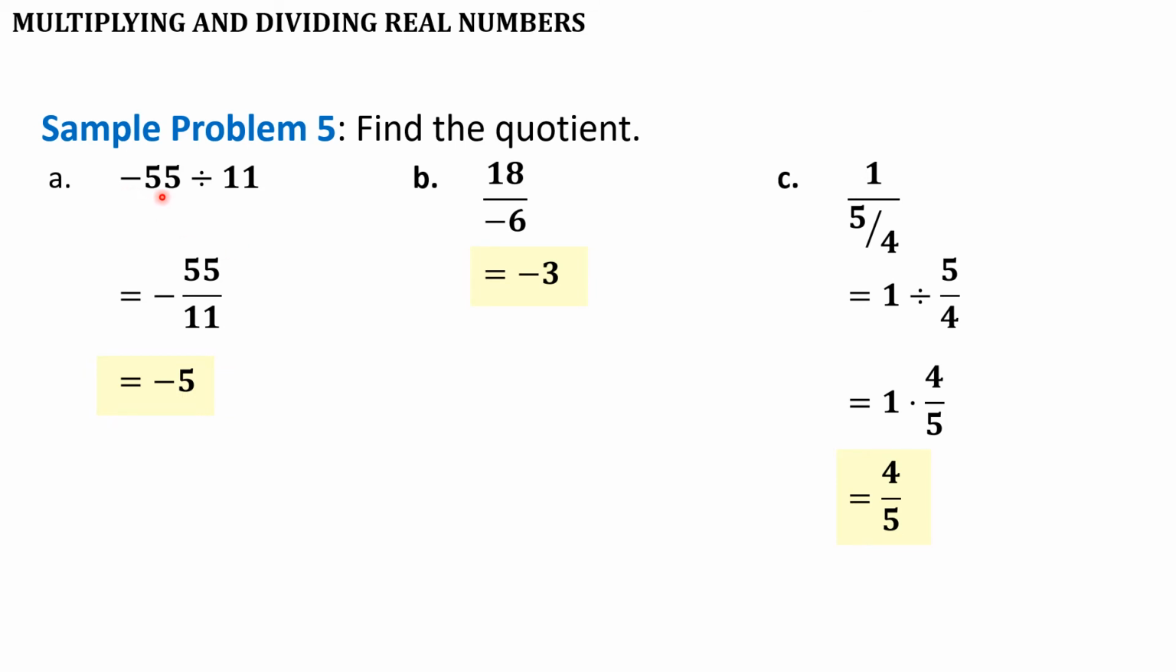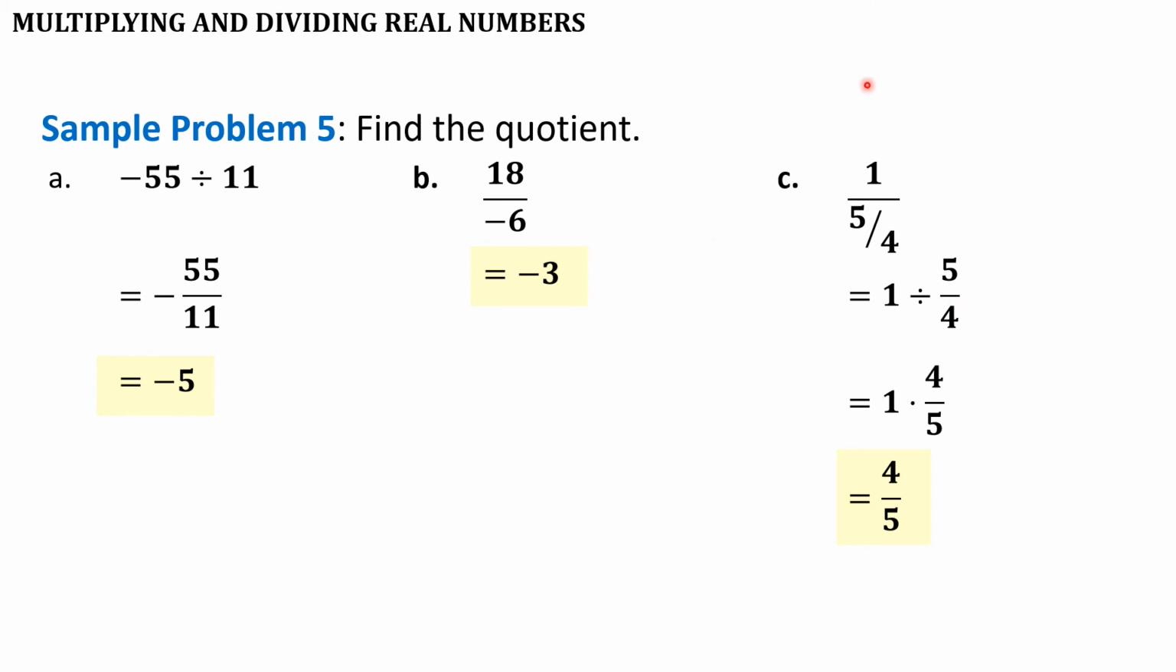I have negative 55 divided by 11, and I can also write it down in this form. I have negative 55 divided by 11. And 55 divided by 11 is going to be 5. And because one is a negative and one is a positive, my answer is going to be a negative. Again, I'm just going to pass that negative down. Again, here we have 18 divided by negative 6, and that is going to be negative 3. Why? Because one of them is a positive, the other one is a negative.